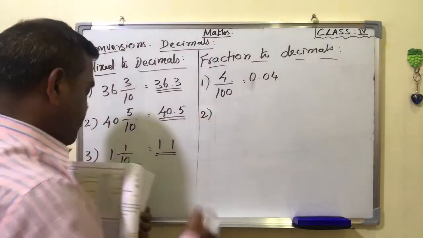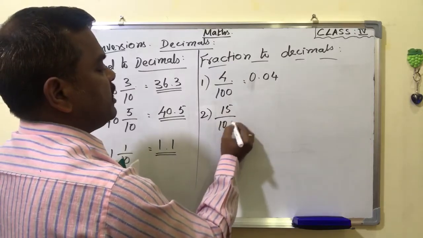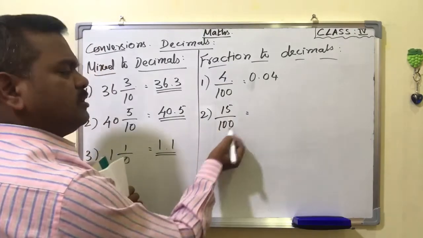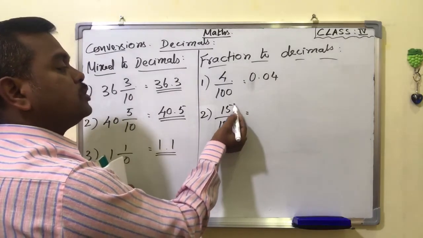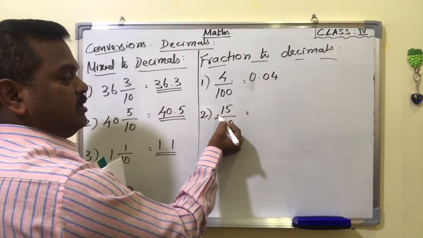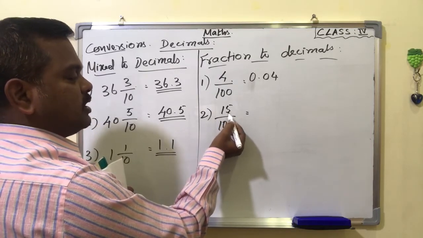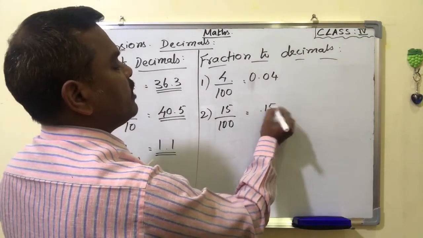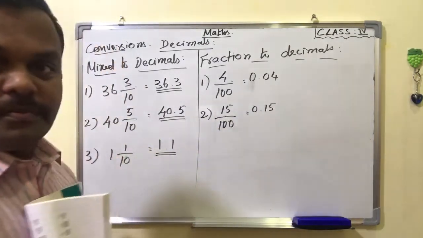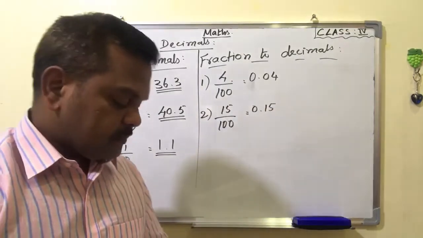Second question. 15 by 100. How many zeros? 2 zeros are there. So you have to move this point 2 decimal places to the left side. Already 2 decimal places are there, 1, 2. No need to add 0. Just write 0.15. So this is the way you have to convert fractions to decimals.